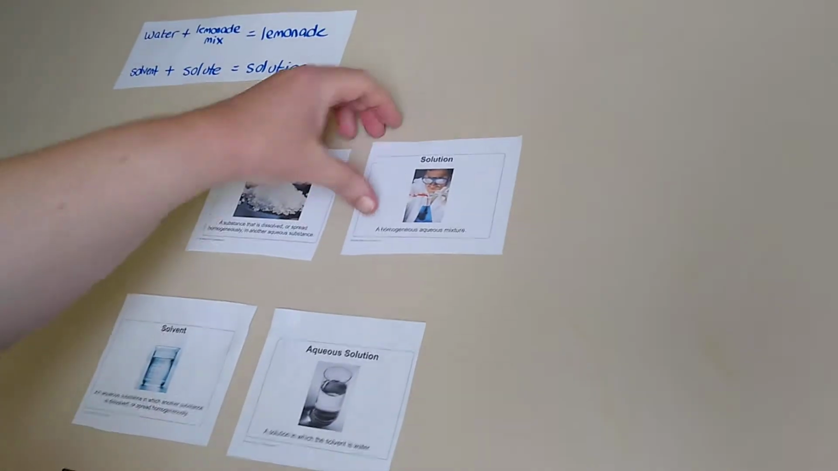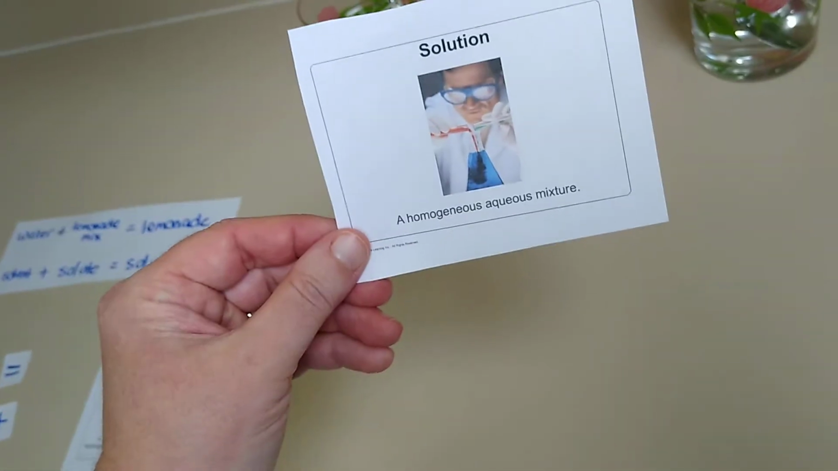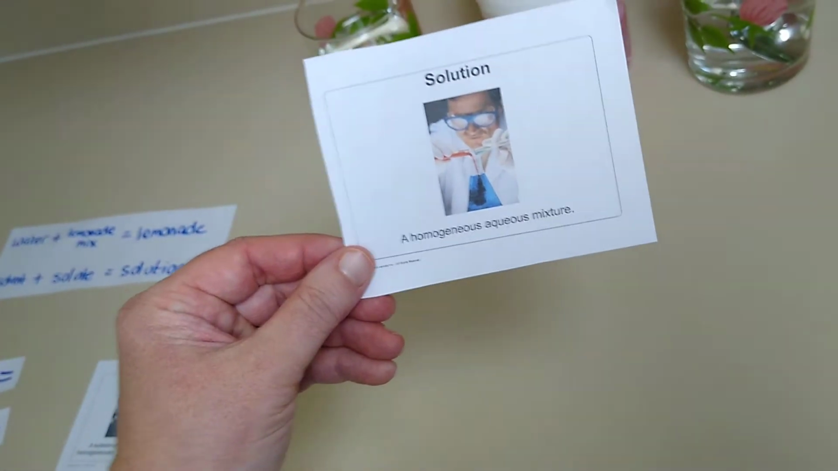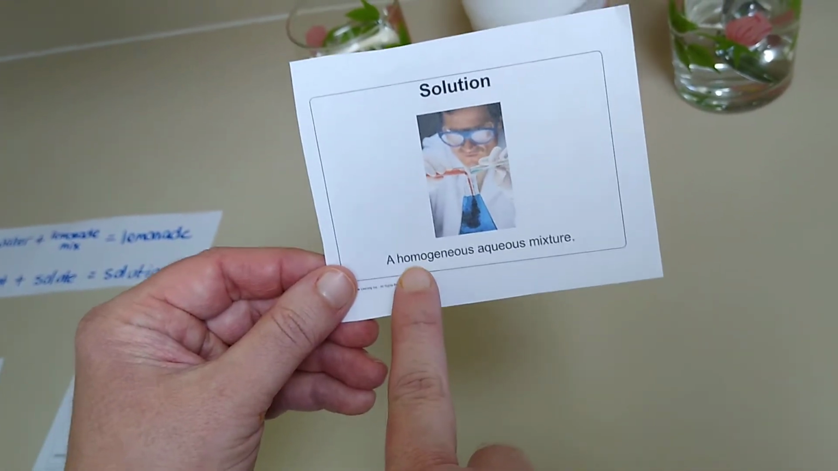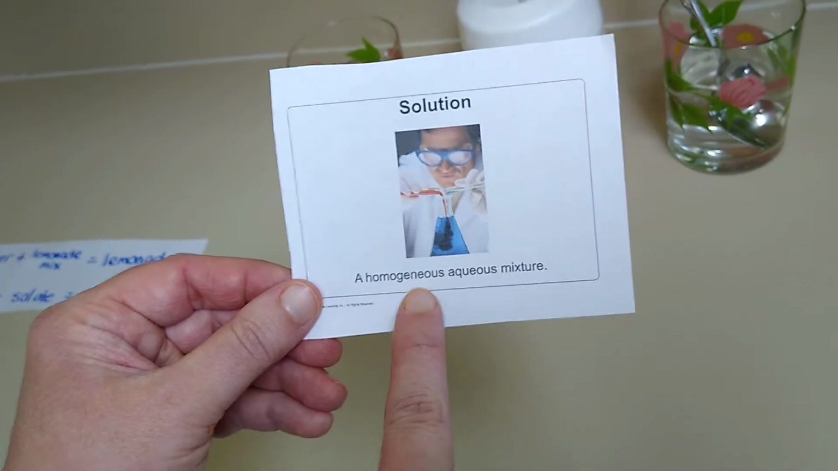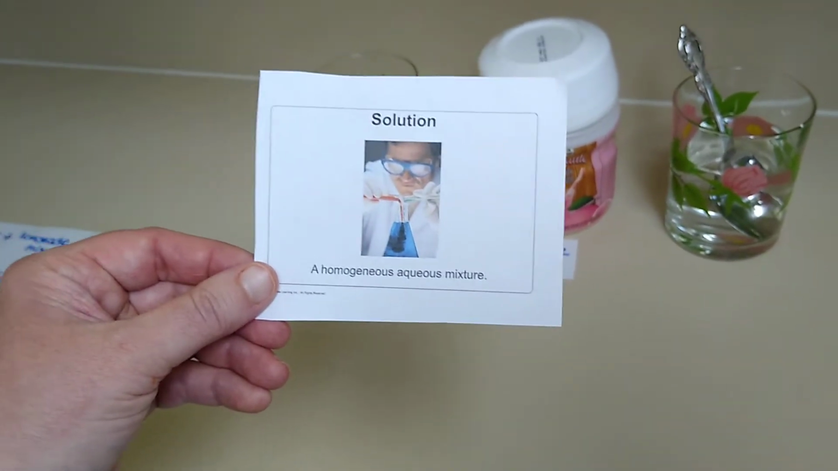Alright, so we'll start off with solution. A solution is a homogeneous aqueous mixture. Alright, homo means same, right? Hetero, different, homo, same. So it's the same throughout. So a mixture that is the same throughout. In other words, something has dissolved into it.